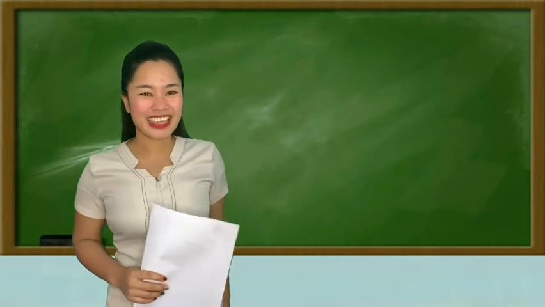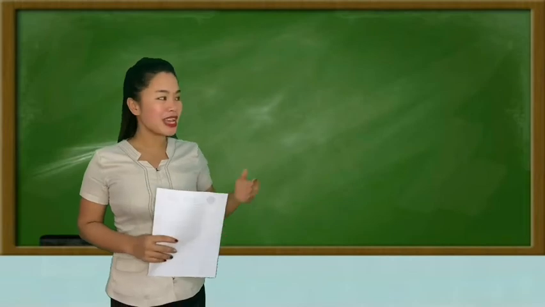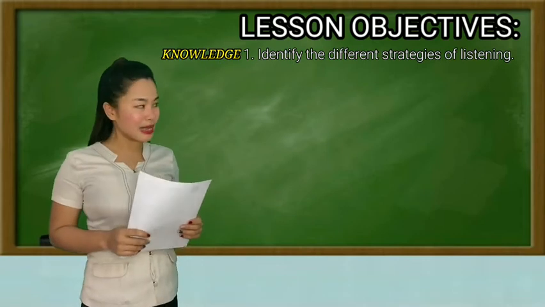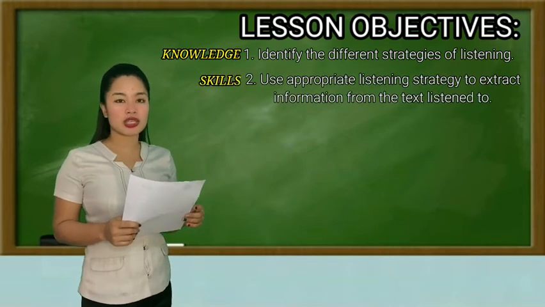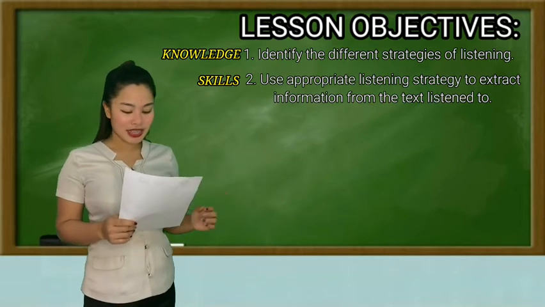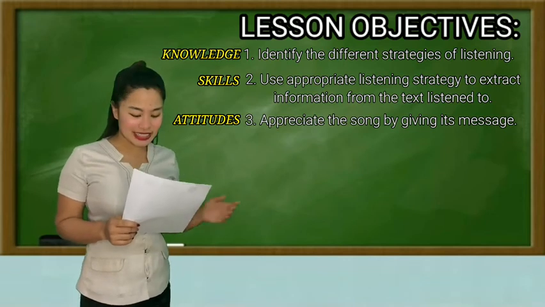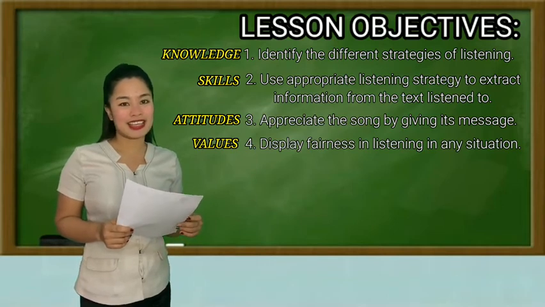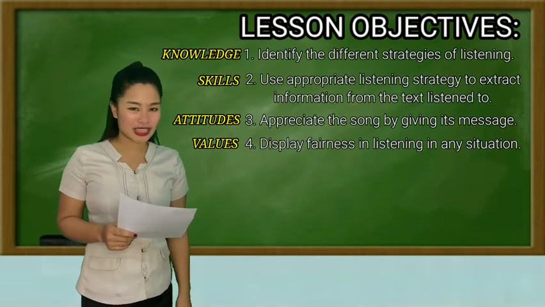Oh, that's great. So to get started, our lesson objectives for today would be, number 1, identify the different strategies of listening. Second, use appropriate listening strategy to extract information from the text listened to. Third, appreciate the song by giving its message. And lastly, display fairness in listening in any situation. So you are all expected to meet these objectives.